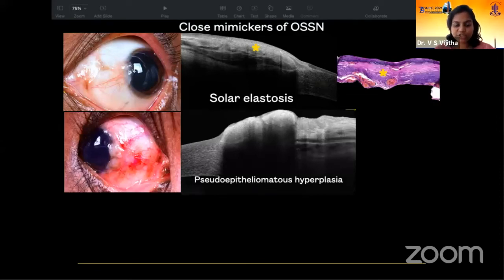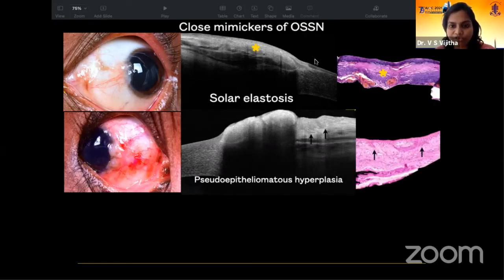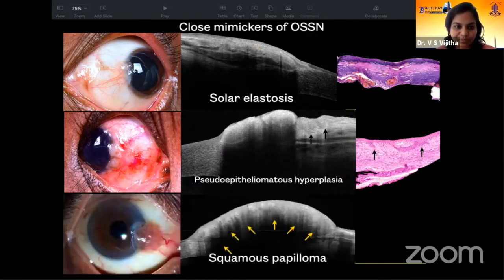Pseudoepitheliomatous hyperplasia, which occurs in existing allergies, is also a close mimicker of OSSN. And what we need to look for is these characteristic epithelial dips that correspond to the same on histopathology. Squamous papilloma also can mimic OSSN, but the blood vessels usually show a radiating pattern.